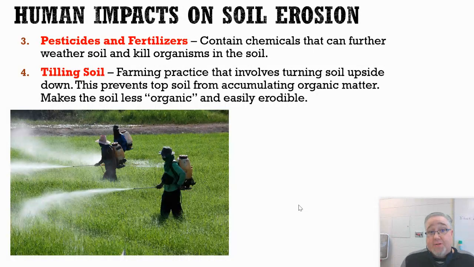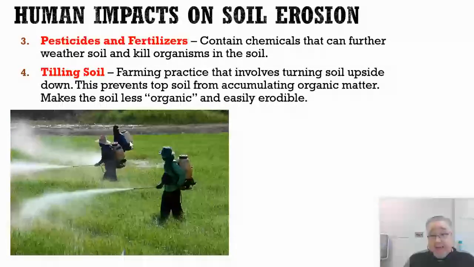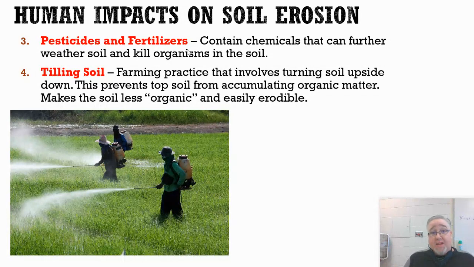Pesticides and fertilizers, these are chemicals. When we add them to crops or plants or whatever, and when those things get into the soil, a lot of times they end up killing the organisms in the soil. And if you kill the organisms that live in the soil, that lessens the quality of the soil, and that could create a more erodible soil.